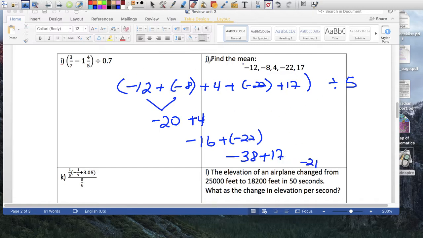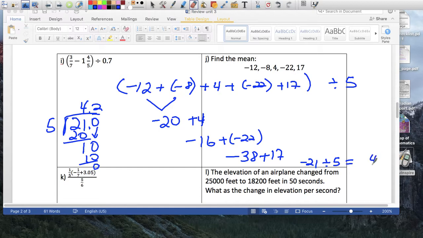So all this inside the bracket becomes negative 21, which I can now divide by 5. So 21 divided by 5, 4, sorry, 4 goes over here. That's a 20. 1 left over, add a decimal, put a 0, that becomes a 10. 5 goes into 10 two times. No leftover, so the final answer is going to be 4.2, but it has to be negative because a negative divided by a positive is a negative.